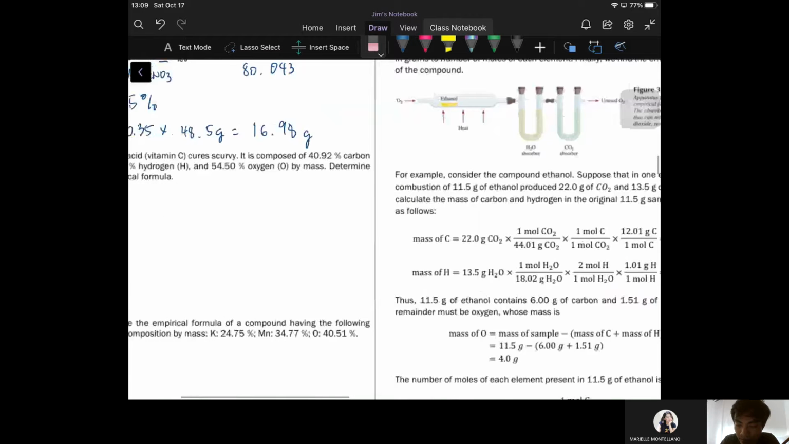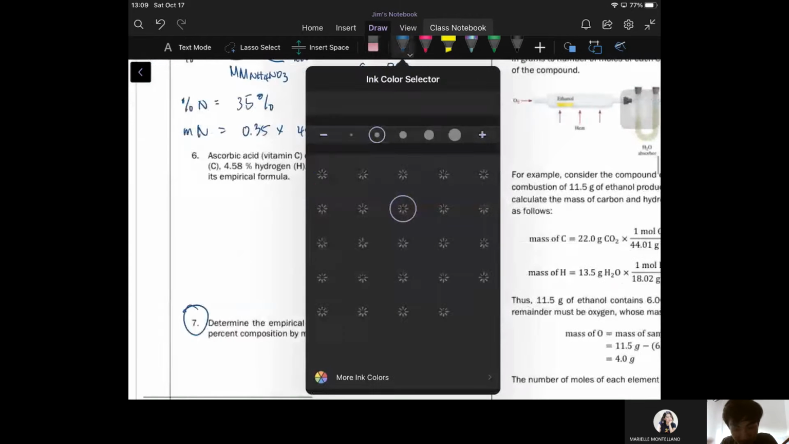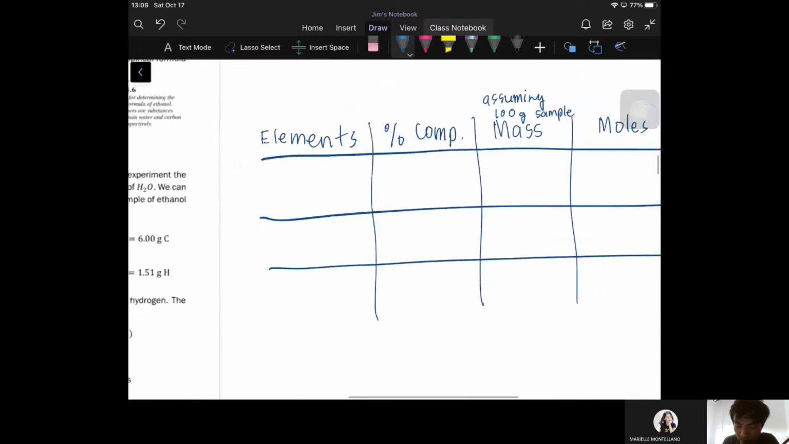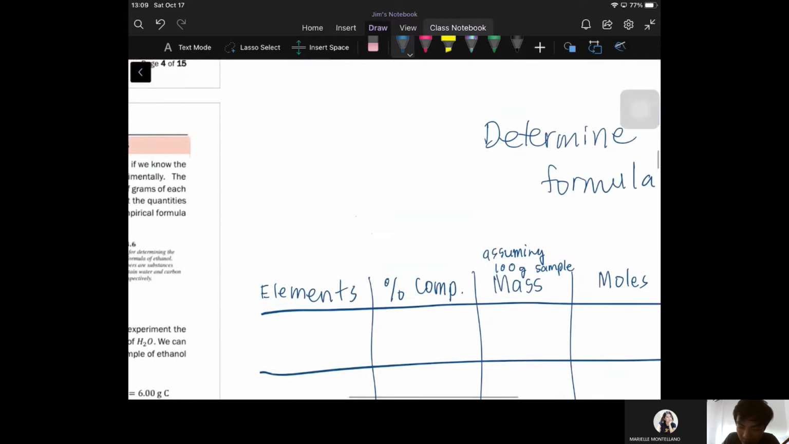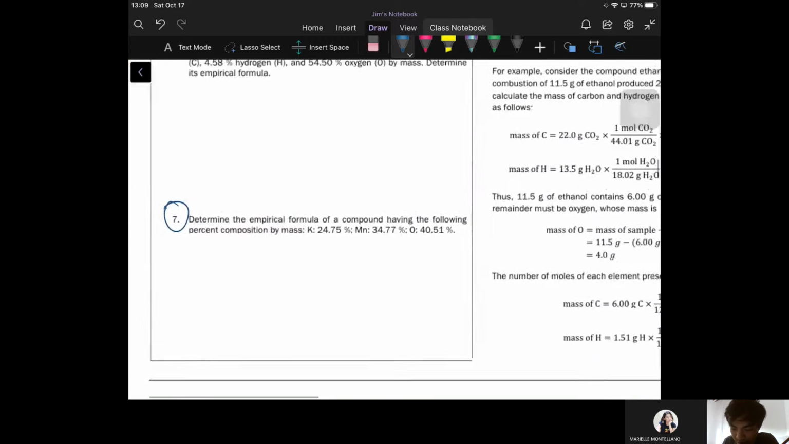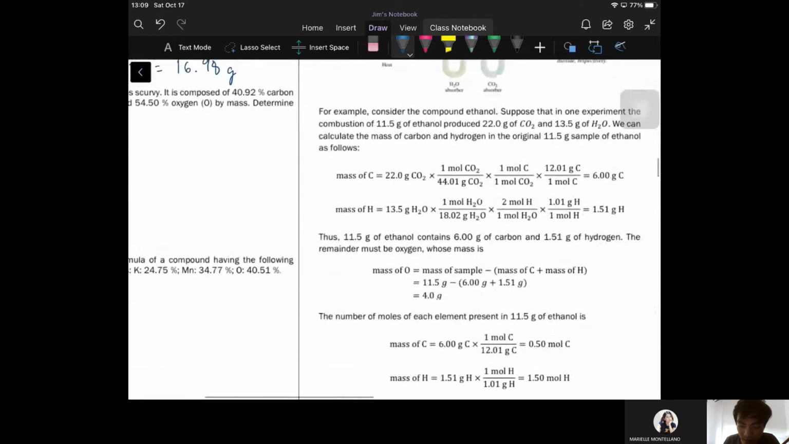So looking at the problem, ano sabi doon? 24.75 potassium. That's 24.75% potassium. 34.77 manganese.